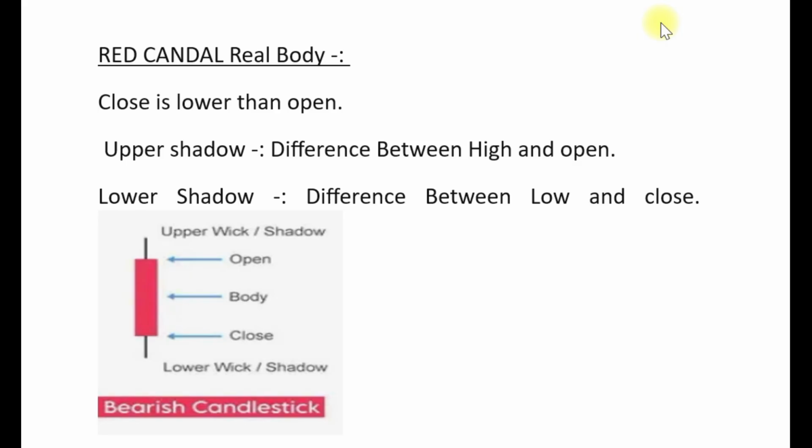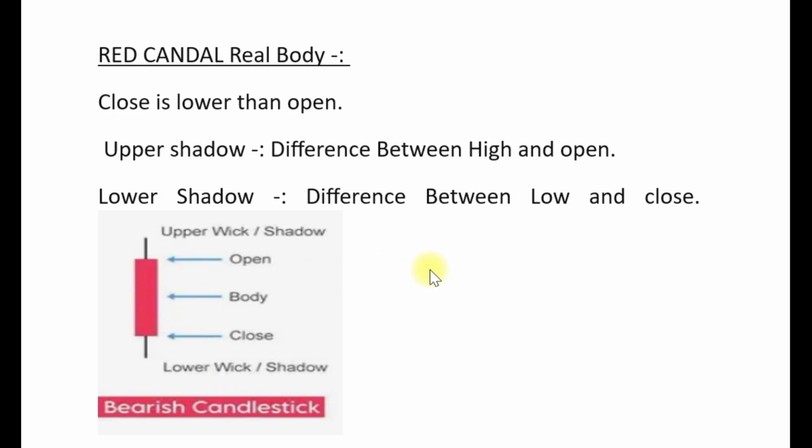The red candle, or a bearish candle. When the closing price is lower than the opening price, then such a candle is known as a bearish candle. The central part is filled with a red color.